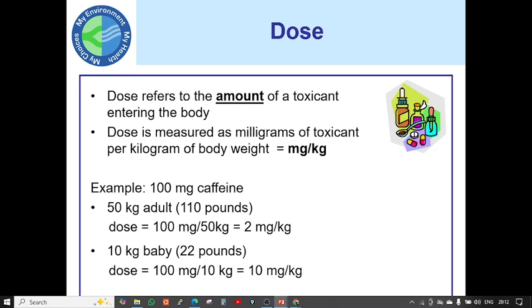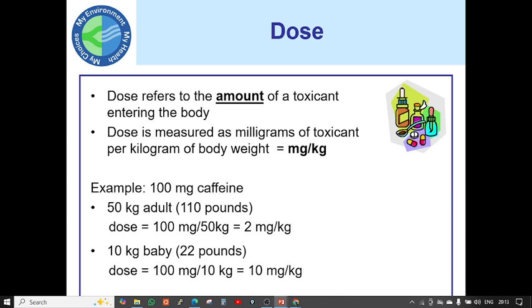Dose refers to the amount of the toxicant entering the body. Whatever amount of toxicant we are consuming is called the dose. Dose is measured as milligrams of toxicant per kilogram of body weight. When you talk about how much of a toxic substance is consumed, or how much of a drug you should consume, you have seen doctors measuring your weight. Weight and age are the two parameters through which they determine the amount, or dose. So dose is measured in milligrams per kilogram, that is mg per kg, the main unit of dose.